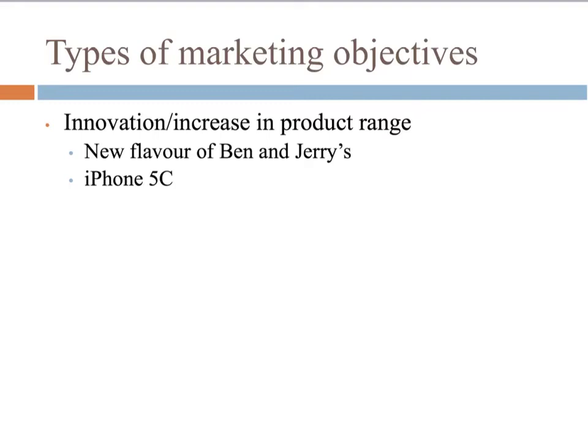Another type of marketing objective could be to try and innovate or increase its product range. So it might be that Ben & Jerry's launch a new flavour, or it might be Apple launching the new iPhone 5C, both to penetrate a new market and enhance its reputation for innovation and new design.